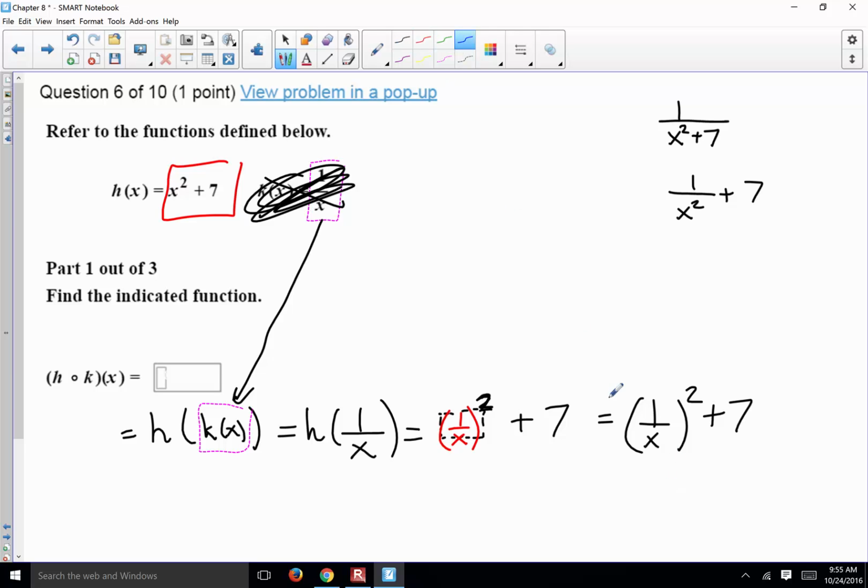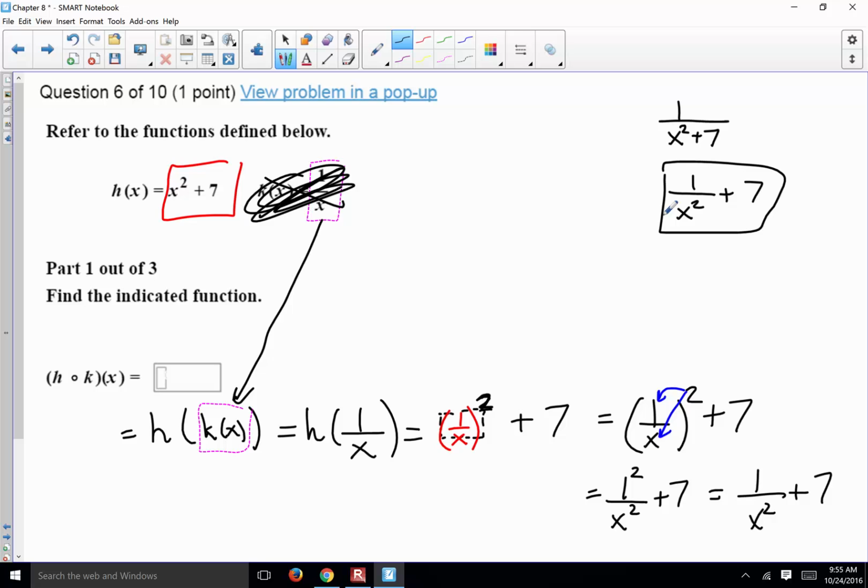However, there is a way you can apply a square to quotients or ratios. You can apply it to the top and bottom separately and make this 1 squared over x squared. But what is 1 squared? What is 1 times 1? 1. So the second answer is actually correct, okay?